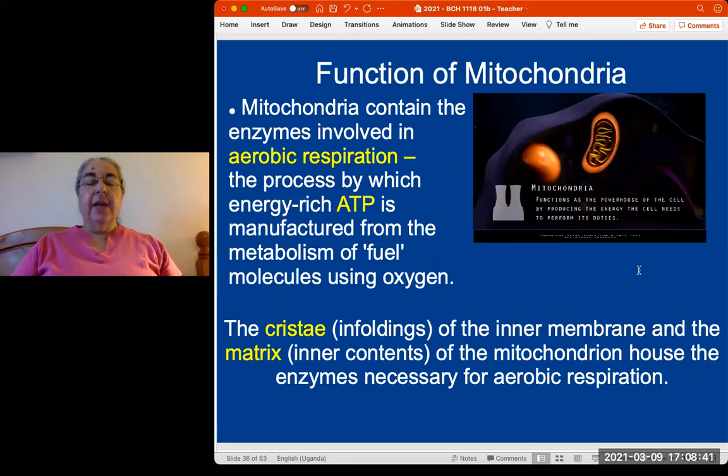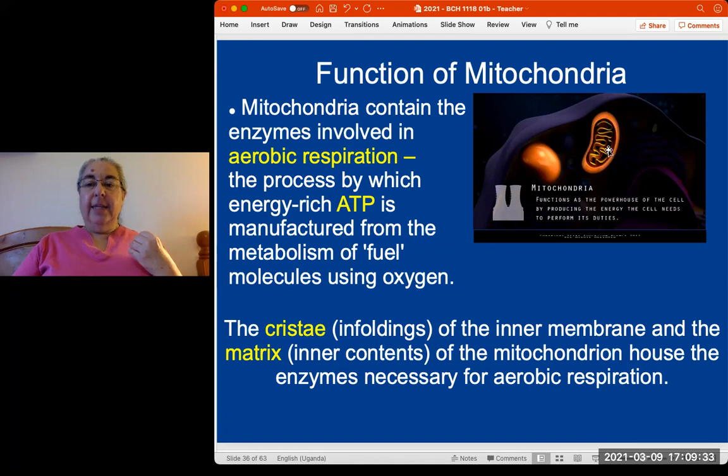Mitochondria, yet another organelle made of membrane. The function of a mitochondria is respiration. Respiration using oxygen, aerobic respiration, which is a series of biochemical reactions which produce ATP, which I hope you've already learned is a high energy molecule. It stores energy in a chemical bond in a form that's very easily released and used in other biochemical reactions in the cell. So we think of ATP as being the energy currency of the cell.